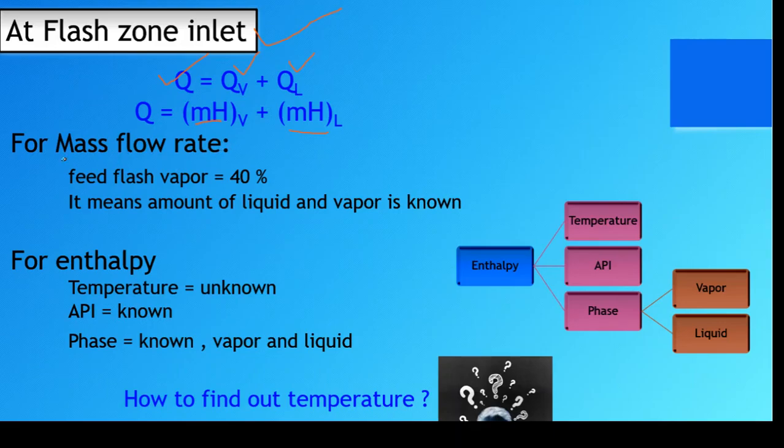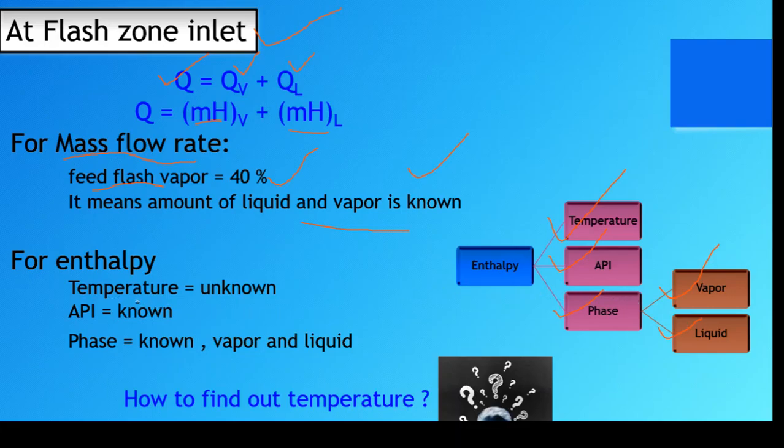So as far as the mass flow rate is concerned, we know this is the information that we have. About 40% of the total feed is vaporized at the flash zone inlet. So now this amount is known. And as far as the enthalpy is concerned, we know about enthalpy calculations. For the enthalpy, we need temperature, we need API, we need a phase. Phase can be vapor and liquid. So we have to find out.